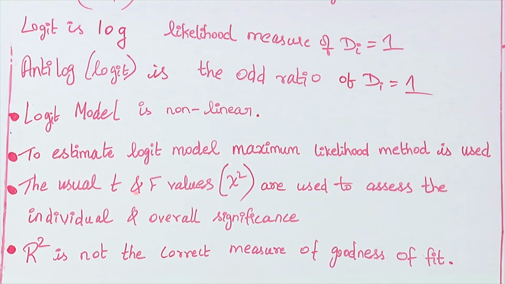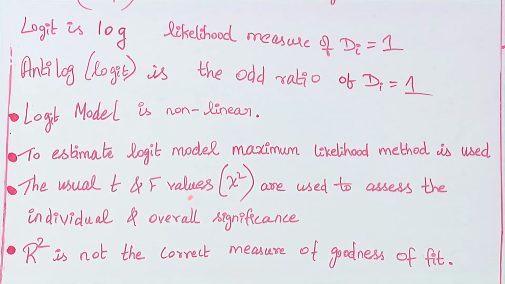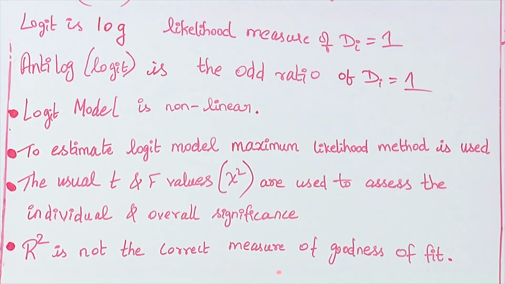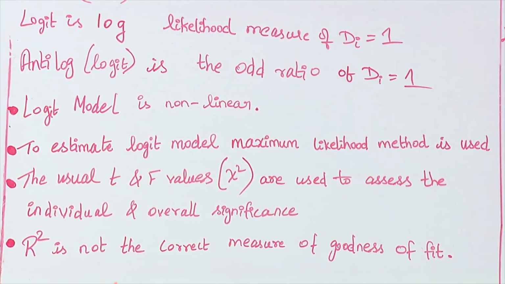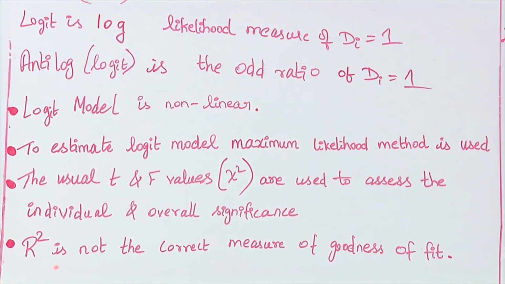The usual t and f values, actually the derived values of chi square, are sometimes used to assess the individual and overall significance of the model. R squared is not a correct measure of goodness of fit, and so some pseudo R square measures are introduced, and these pseudo R square measures are used instead of R square in this LOGIT model.